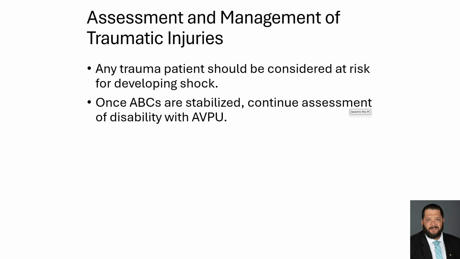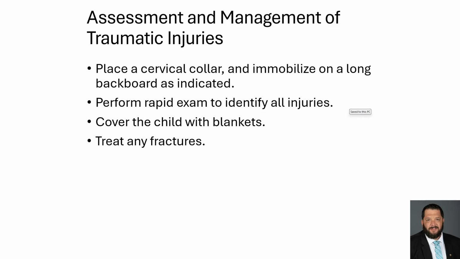Once ABCs are stabilized, you should continue your assessment with disability and AVPU, and then obtaining either the revised trauma score or Glasgow Coma score, depending on what's prevalent in your particular service area. Place a cervical collar on the patient for suspected cervical spine injuries and immobilize to a long spine board when indicated. Remember that spinal motion restriction has lost some favoritism with the long spine board in recent years, as it doesn't tend to really impact outcomes for cervical spine as much as one thought. So consult local protocols, local guidelines, and evidence and best practice, but be aware of cervical spine injuries and then the indication for spinal motion restriction.